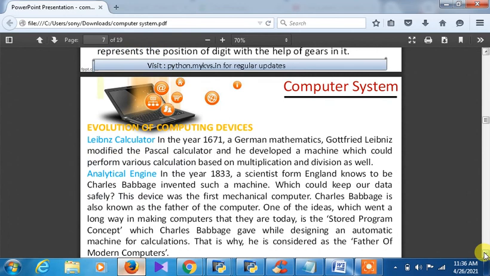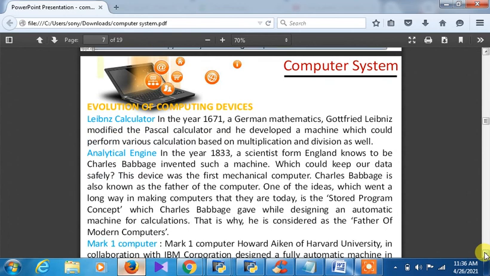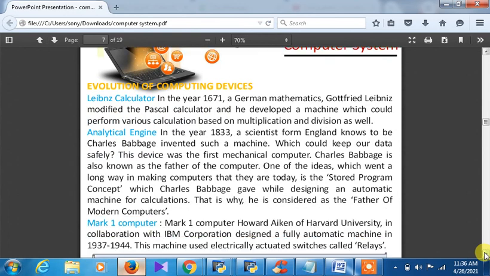Now you see out here what is there? Evolution of computing devices. Okay, we are still under it only. So Leibniz calculator: in the year 1671, a German mathematician Gottfried Leibniz modified Pascal's calculator, and he developed a machine which could perform various calculations, in fact all 4 basic calculations. Okay, multiplication and division as well, apart from addition and subtraction.